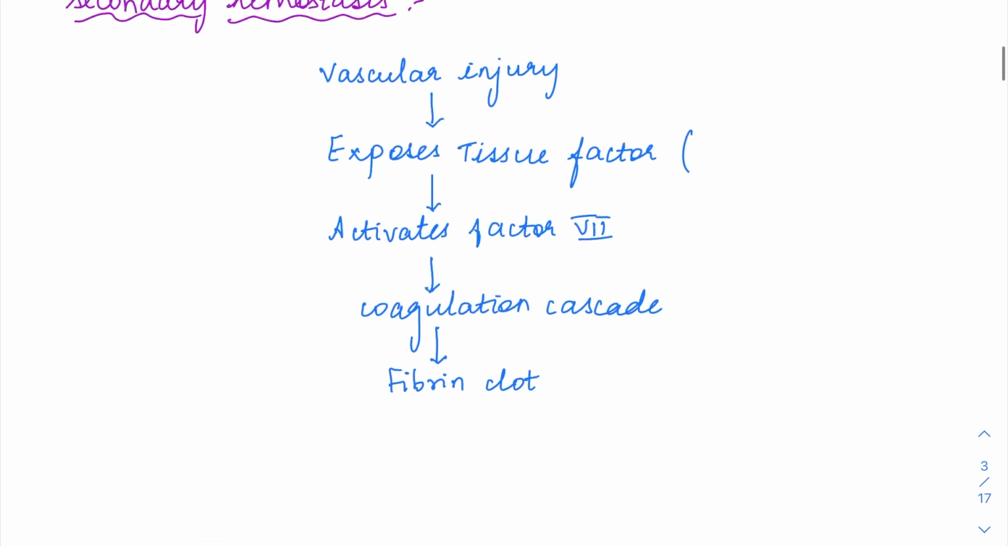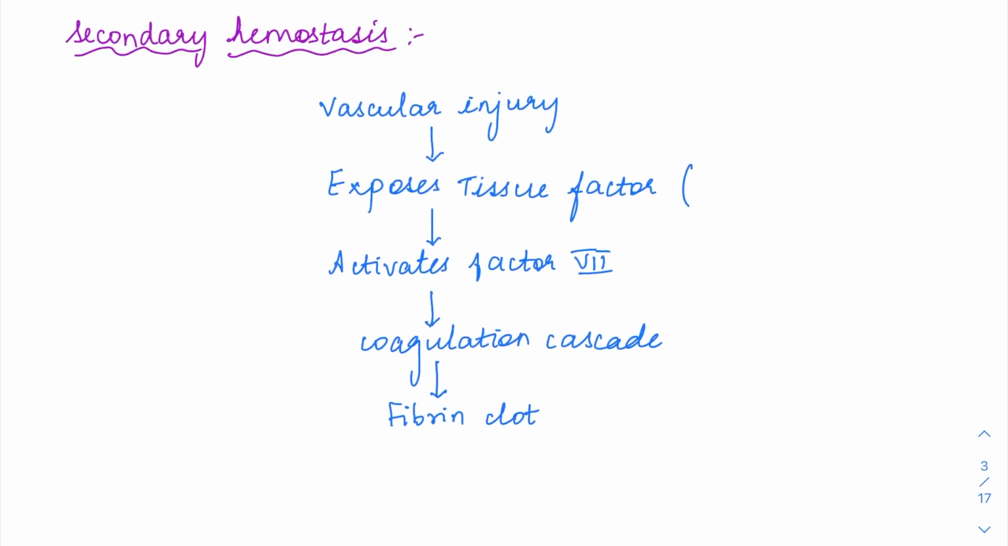Now let's see the secondary hemostasis. Same thing. When the vessel was injured, in the subendothelial location, apart from the collagen and von Willebrand factor, there is also a tissue factor. Tissue factor is going to be a clotting factor, right? So it is clotting factor 3. This is going to be exposed. So subendothelial tissue factor is getting exposed.